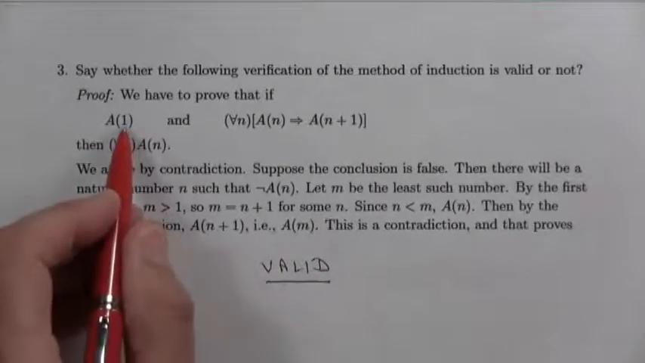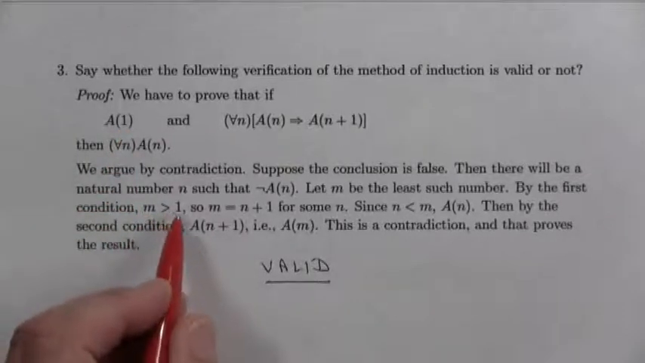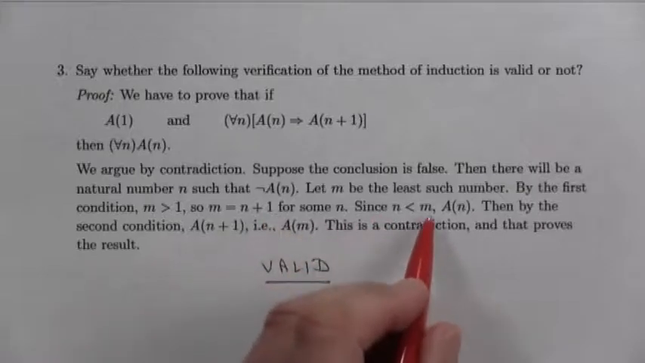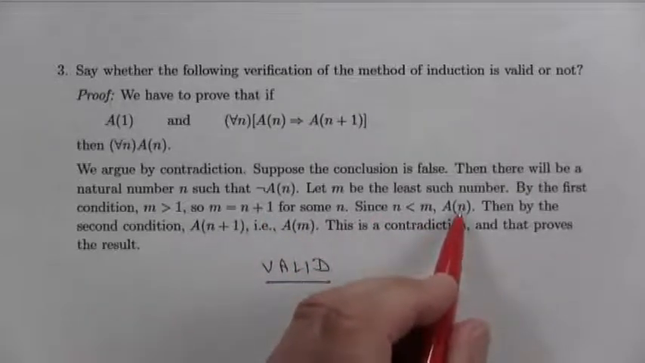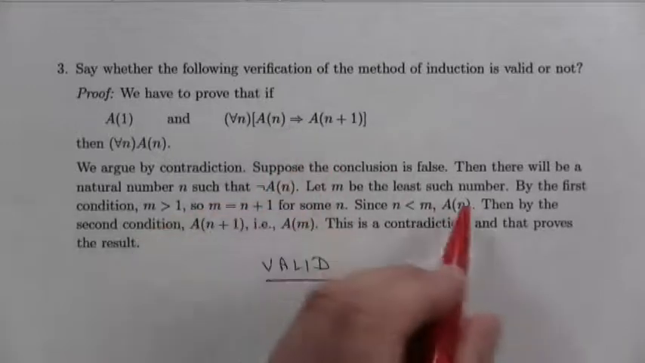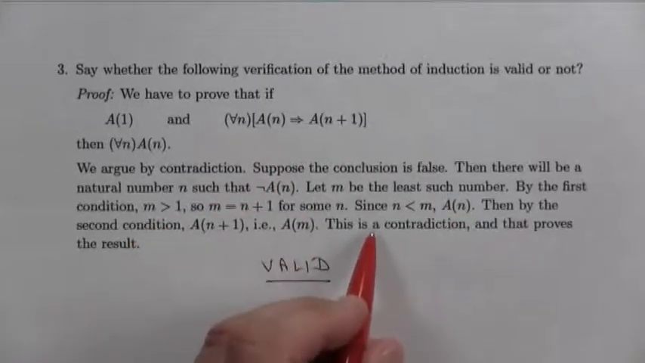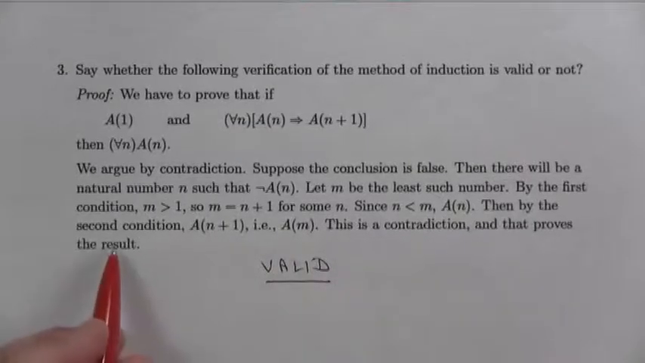Now by the first condition, at A1, we know that the m can't be equal to 1 because A does hold at 1, so m is bigger than 1. So m equals n plus 1 for some n. Since n is less than m, we know that A_n holds, because m is the least one for which it doesn't. Then by the second condition, A_(n+1) holds, i.e. A_m. That's a contradiction, and that proves the result.